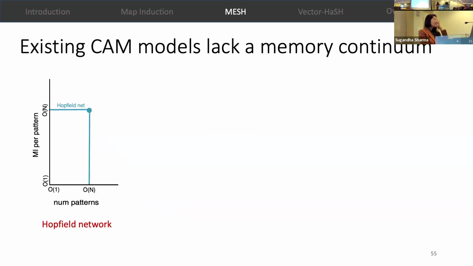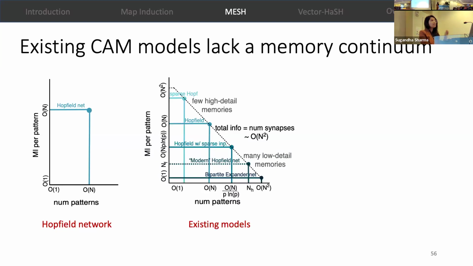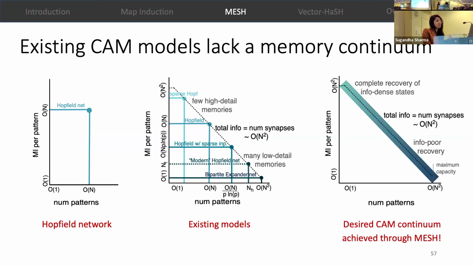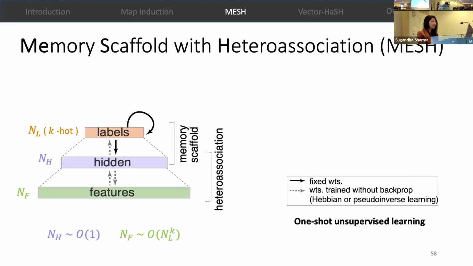And as we saw before, existing content-addressable memory models lack a memory continuum. They show a memory cliff and only form points on this memory continuum. And what we want is an architecture that can show a smooth trade-off between the number of patterns and the richness of those patterns, spanning this entire continuum. And that's a model that I'll present, which is able to accomplish this continuum.